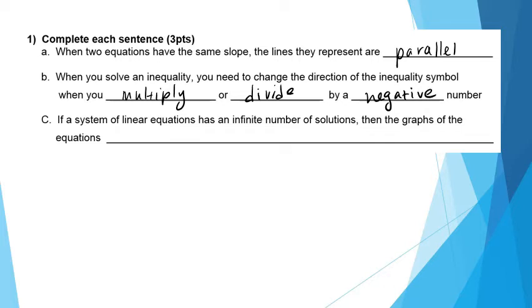If a system of linear equations has an infinite number of solutions, then the graphs of the equations are on top of each other. Or you might have said that they are the same equation. Either of those would be fine.